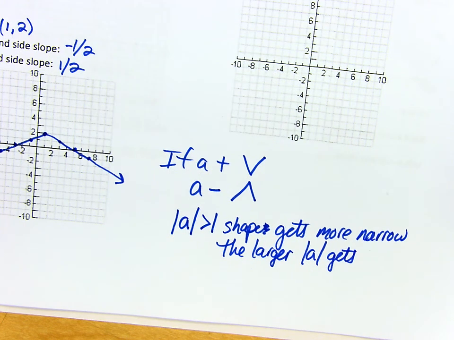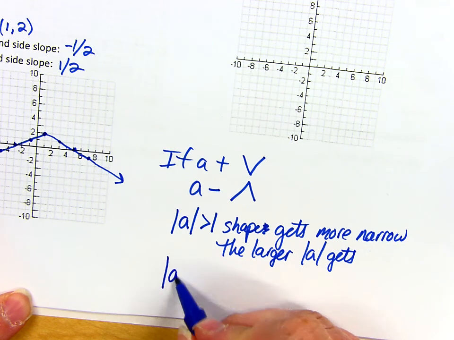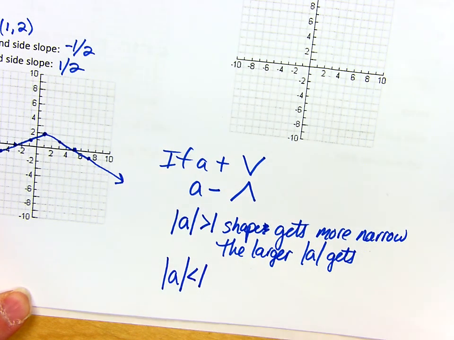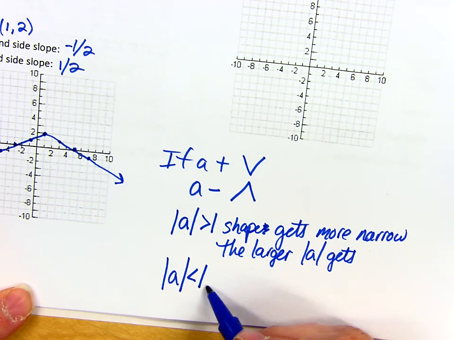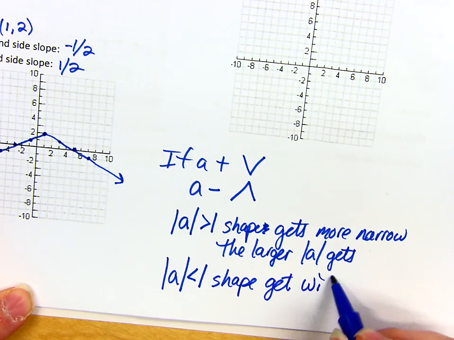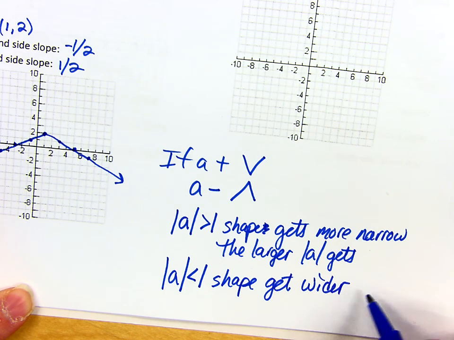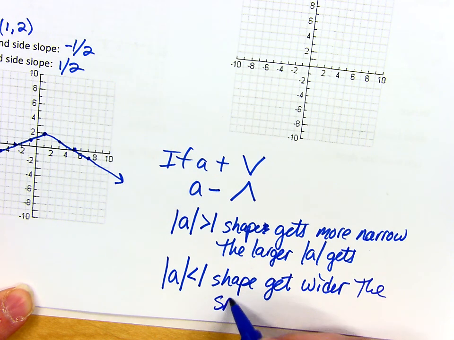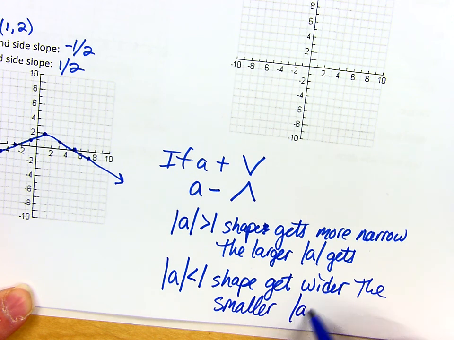When the absolute value of a is 1, it's just your normal V, right? Just up 1 over 1. So then, how do you get wide graphs? It's a fraction. Right, so I want some absolute value of a that's going to be less than 1. When that happens, then I'm going to get wider and wider and wider graphs, right? So the shape gets wider the smaller the absolute value of a gets.